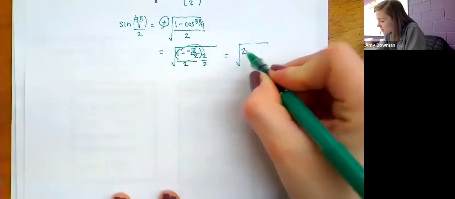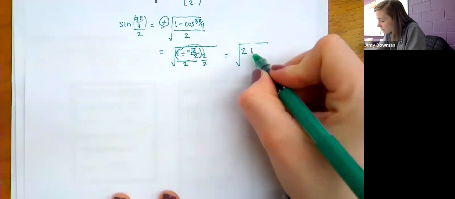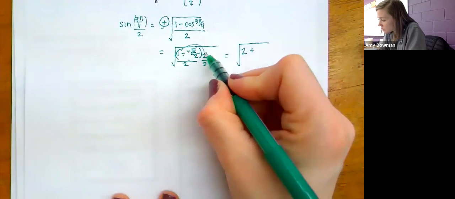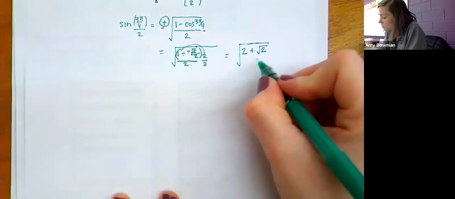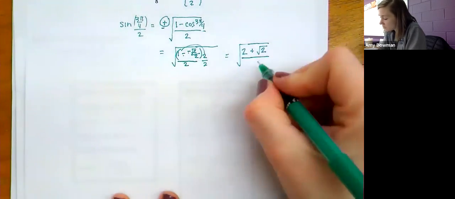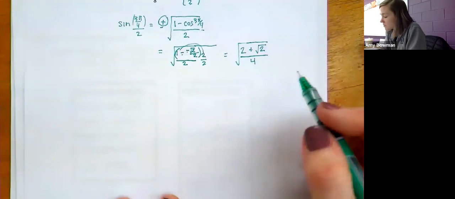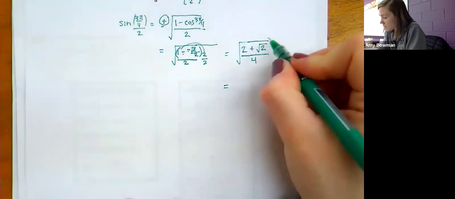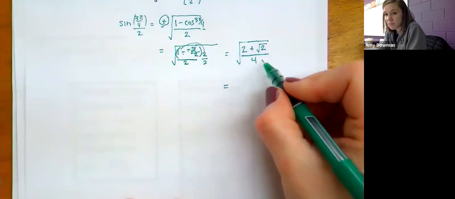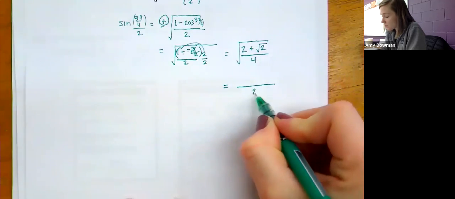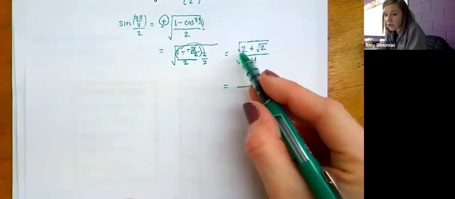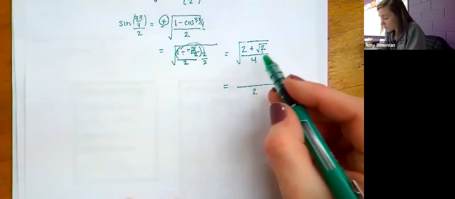we end up with 2 times 1, which is 2. And then this minus a negative, I'll just rewrite that as a plus. And then 2 times root 2 over 2 is just root 2, all over 2 times 2, which is 4. But again, 4 is a perfect square, so I can just rewrite the denominator as the square root of 4, which is 2. And then my numerator is just the square root of 2 plus root 2.